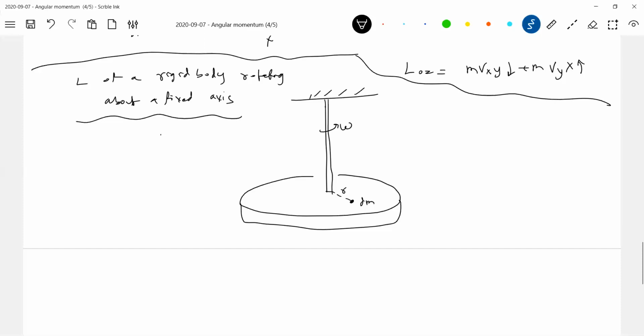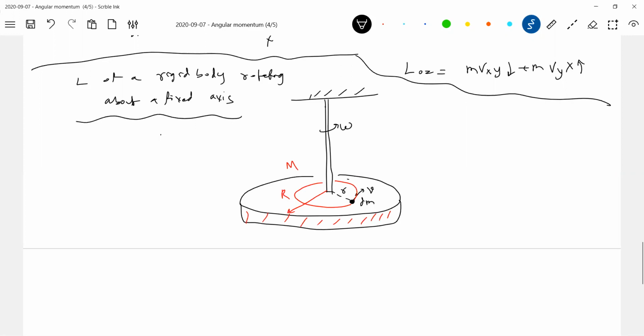Velocity omega. So it will have tangential velocity v, and this particle is going to move in a circular path. Fine. And there's a disk of mass m and radius r. First, what I did, I just took a small particle.